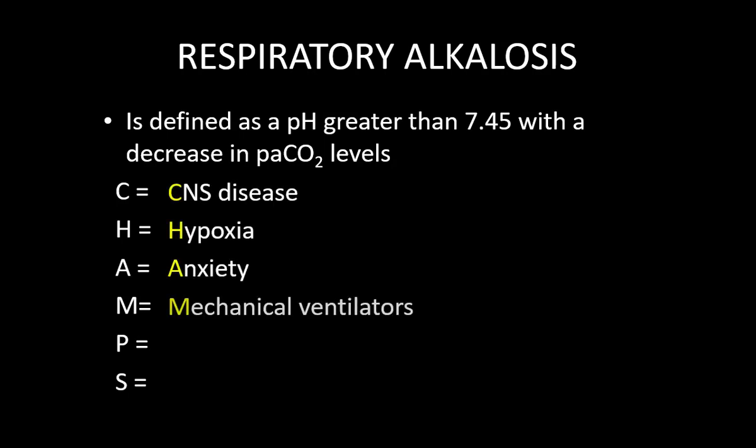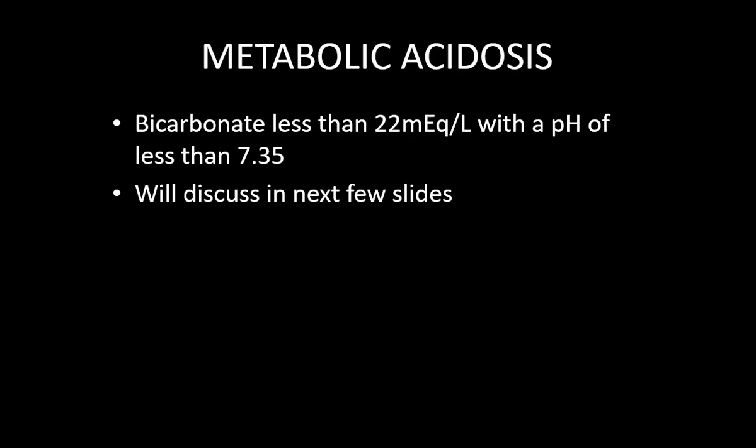So these are the causes. What is this? CHAMPS: CNS disease, hypoxia, anxiety, mechanical ventilation, progesterone, and sepsis. They can cause a decrease in PCO2 and an increase in the pH, leading to alkalosis. Now coming to the metabolic side. So primary, there are only 4 things, so easy: metabolic acidosis, metabolic alkalosis, respiratory acidosis and respiratory alkalosis. Only 4 entities, and then something mixed.